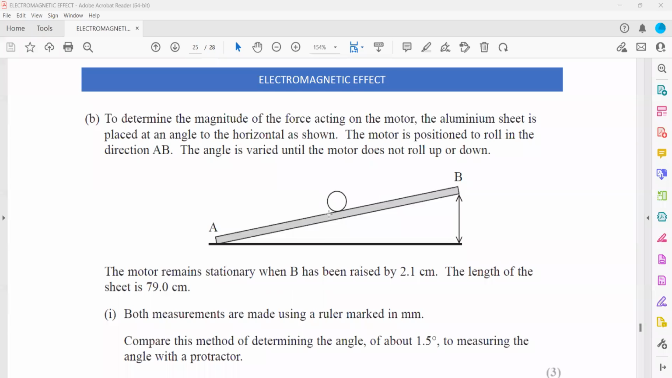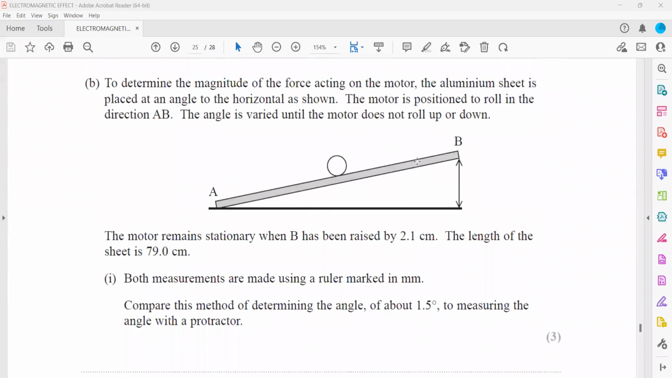In part B, to determine the magnitude of the force acting on the motor, the aluminum sheet is placed at an angle to the horizontal. As you can see, this aluminum sheet is making a certain angle. The motor is positioned to roll, and the angle is varied until the motor does not roll up. The forces are balanced now. The motor remains stationary when B is being raised 2.1 centimeter and the length of the sheet is 7.9.